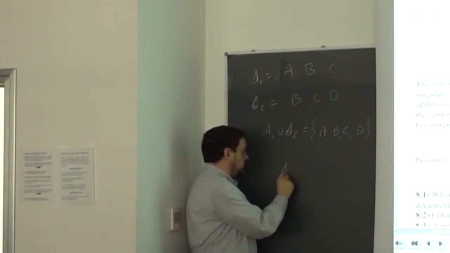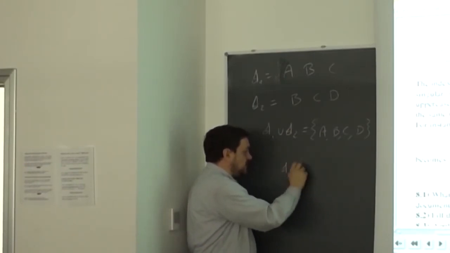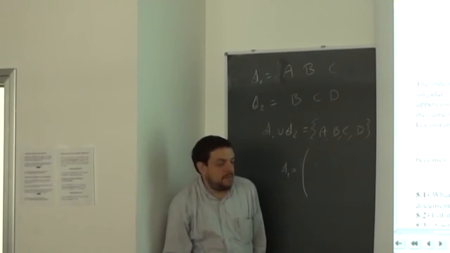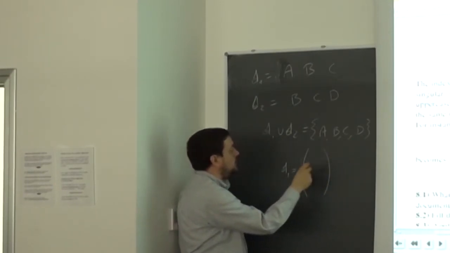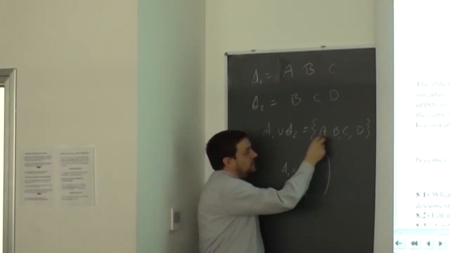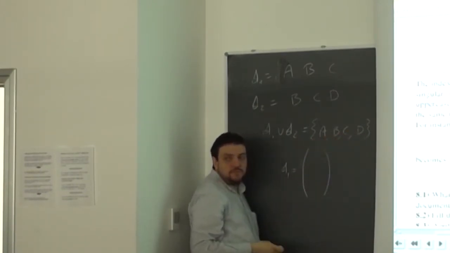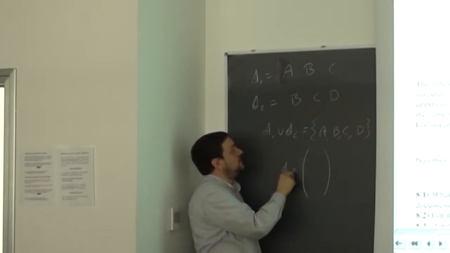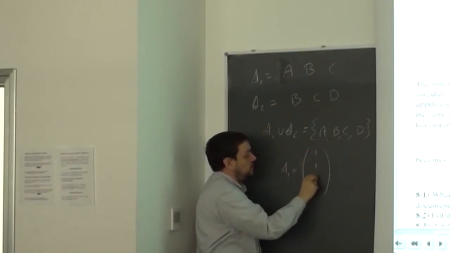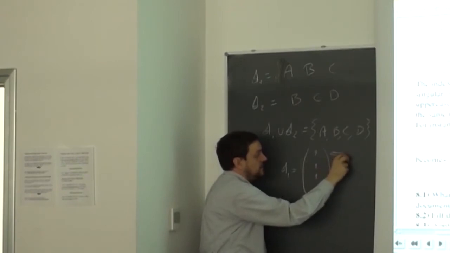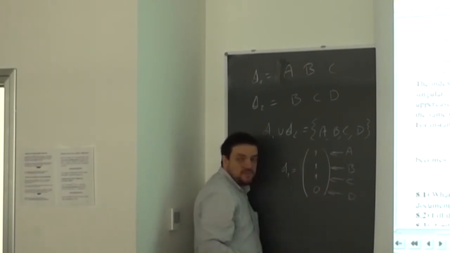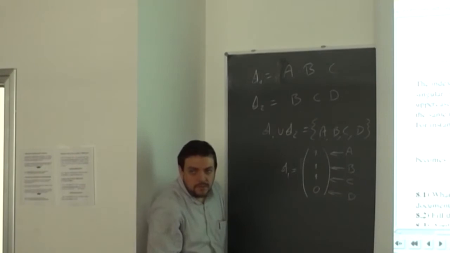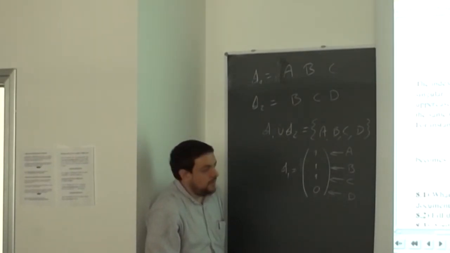Then, document D1 can be represented as a vector that contains as elements the number of occurrences of each of these terms. So for example, D1 can be represented by vector 1, 1, 1, 0, meaning that it contains one occurrence of A, one occurrence of B, one occurrence of C, and no occurrences of D.